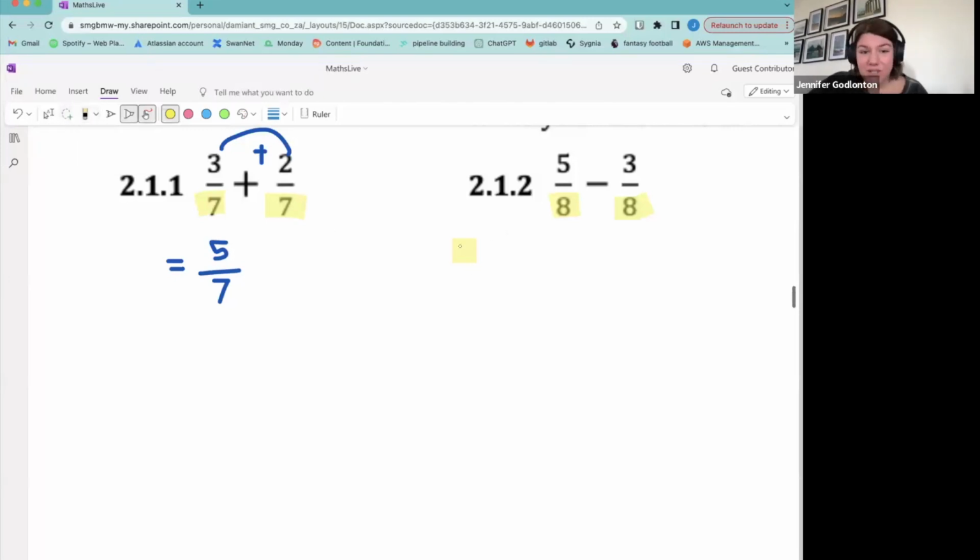Sometimes some teachers are quite strict about what they want. So if you have a teacher who is quite strict about wanting it as a mixed number in the end, then make it a mixed number. But otherwise, an improper answer is perfectly fine.